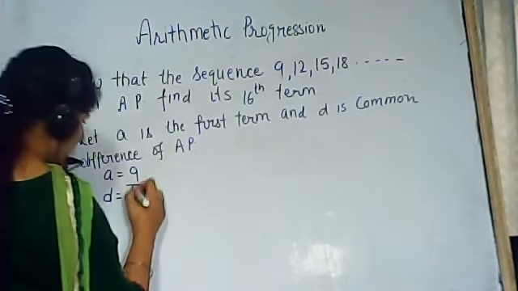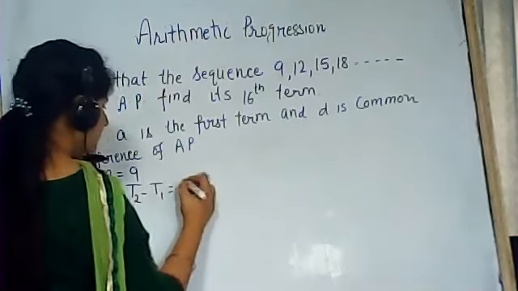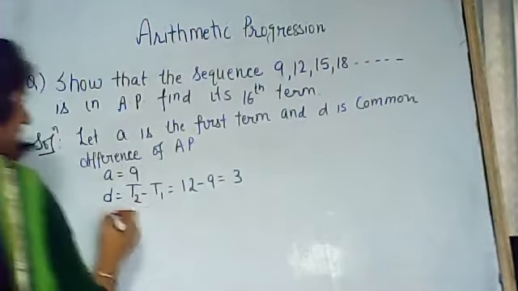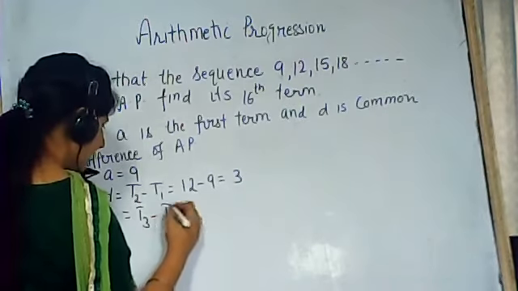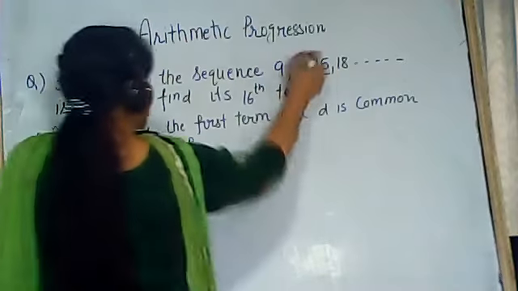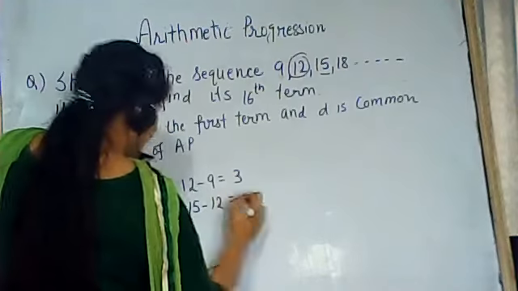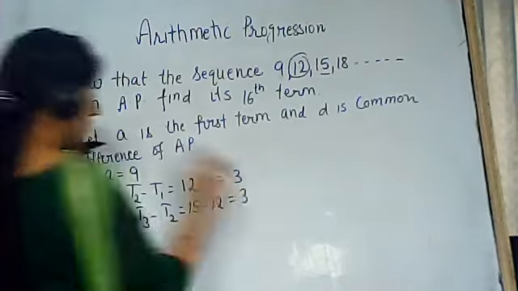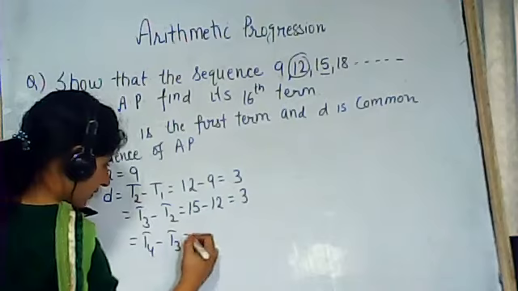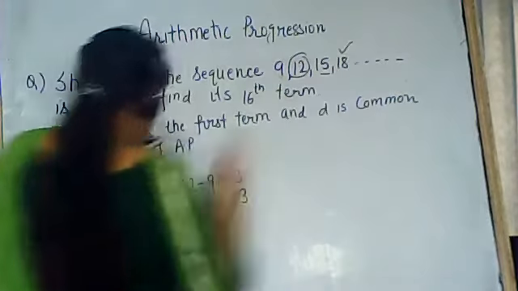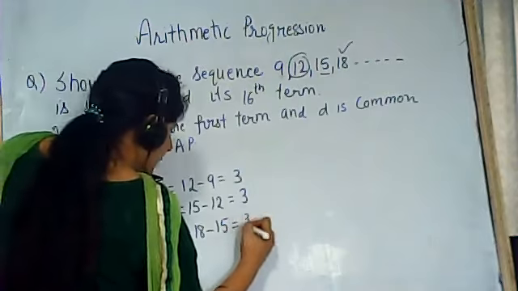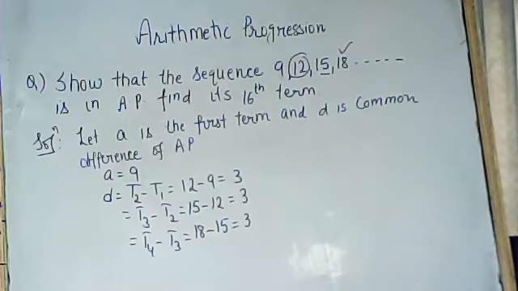So beta, what is the formula? T2 minus T1, which is equal to 12 minus 9, and this will be equal to 3. Again, third term minus second term. What is the third term? This is equal to 15. And what is our second term? This is equal to 12. It means 15 minus 12, this is again equal to 3. Again, fourth term minus third term. What is our fourth term? This is equal to 18. And what is the third term? This is equal to 15. So 18 minus 15, this is again equal to 3.